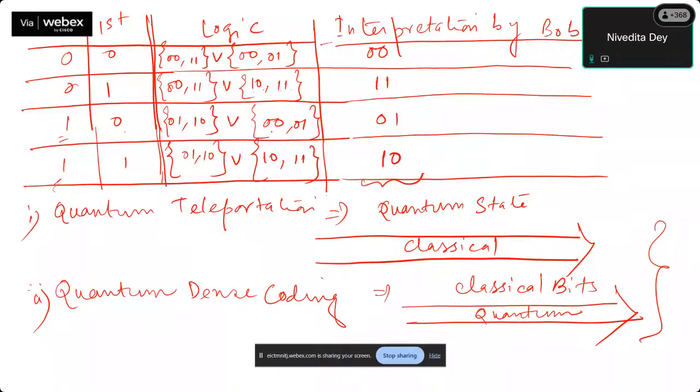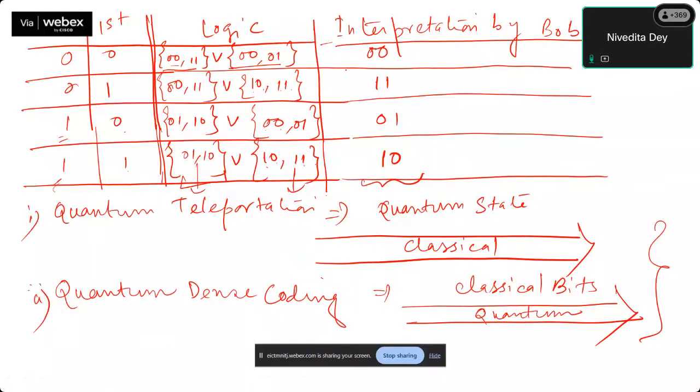Similarly, first qubit 0 means it can be 00 or 01, because one of the qubits I already have fixed. And if first qubit is 1, then it can be either 10 or 11. Now this is after measurement, this is after basic logical deduction. Now if you merge both of them, what is common between this part and this part?